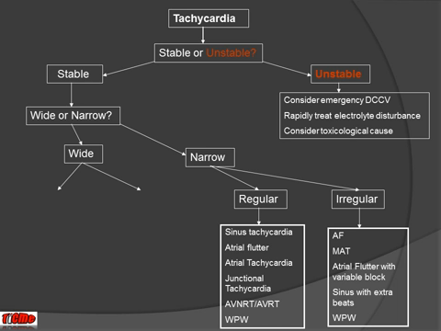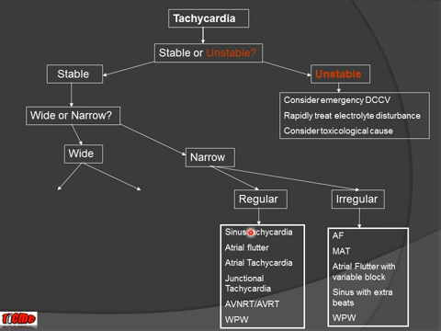So that brings us to the end of the narrow complex tachycardias. So let's just go through a summary of what we've talked about. We've got a tachycardia, and first of all, we're deciding whether the patient is stable or unstable. Remember, if they're unstable, we're going to consider emergently cardioverting the patient, treating their electrolyte disturbance, and also considering a toxicological cause. If they're stable, we're going to ask ourselves, is it wide or narrow? Now, if it's wide, that's going to be the subject of the wide complex tachycardia talk, which I hope you'll listen to. But if it's narrow, then we decide whether it's regular or irregular. Then we look for the P waves and the morphology of the P waves.